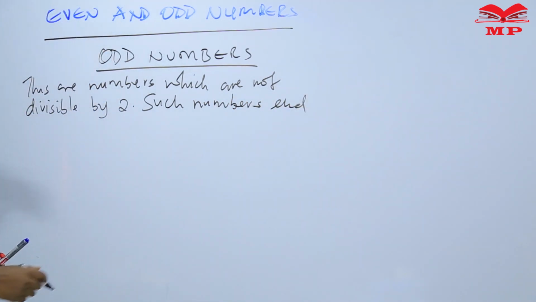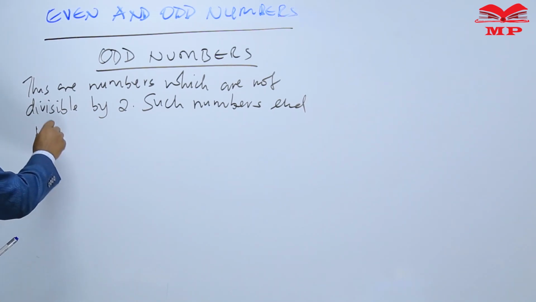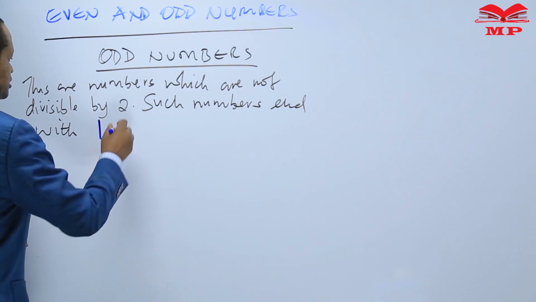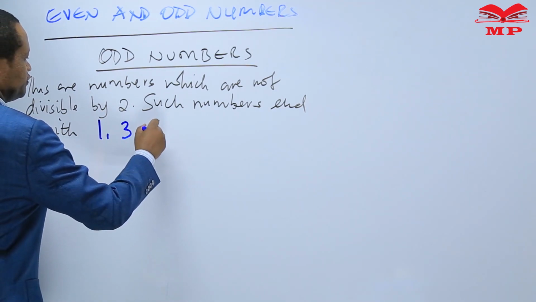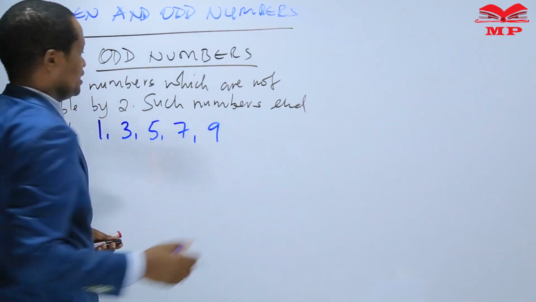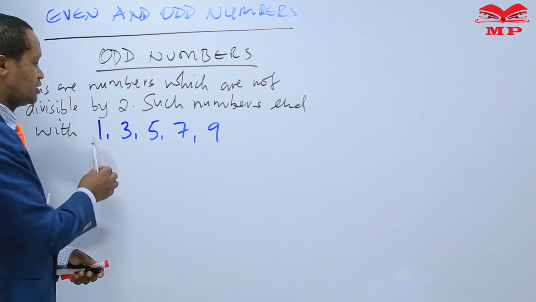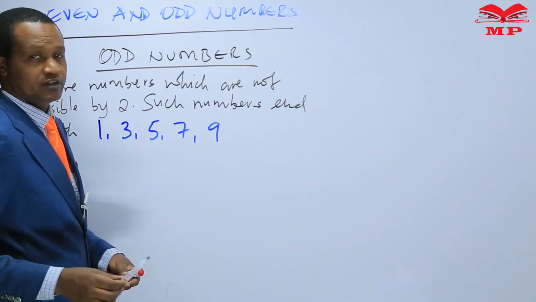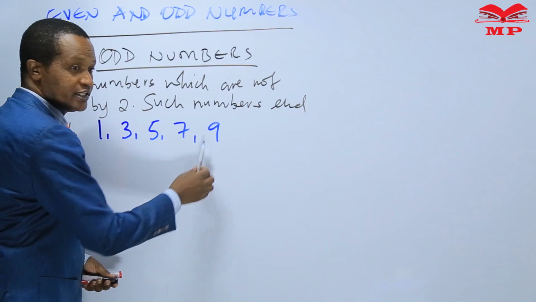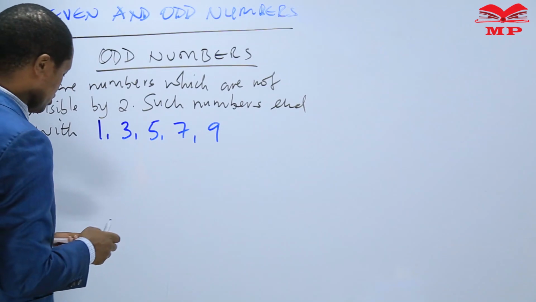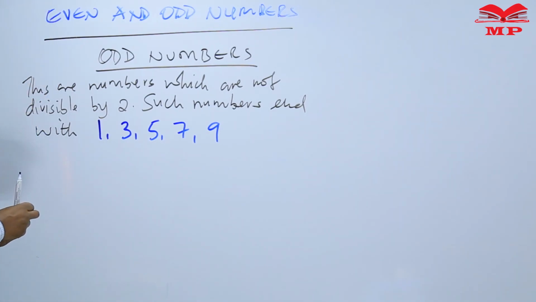Such numbers end with 1, 3, 5, 7, and 9. Any number that ends with 1, 3, 5, 7 or 9 is an odd number, and these numbers are not divisible by 2.